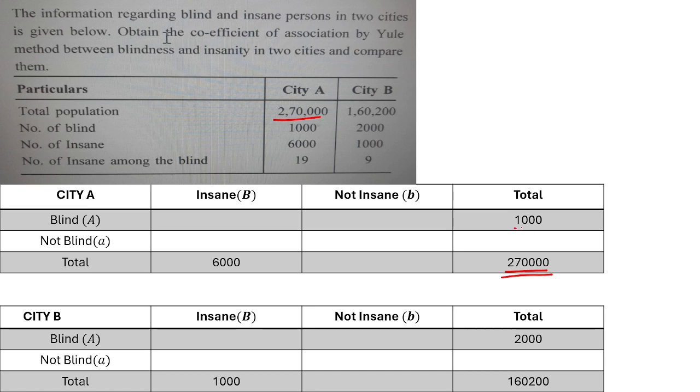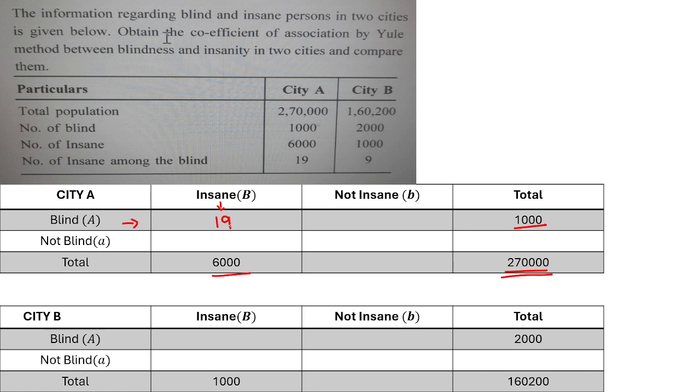The number of blind is 1000, which I see over here. This 6000 is the insane total, which I have written over here. In city A, they have said the number of insane among blind is 19. Number of insane among blind is 19.